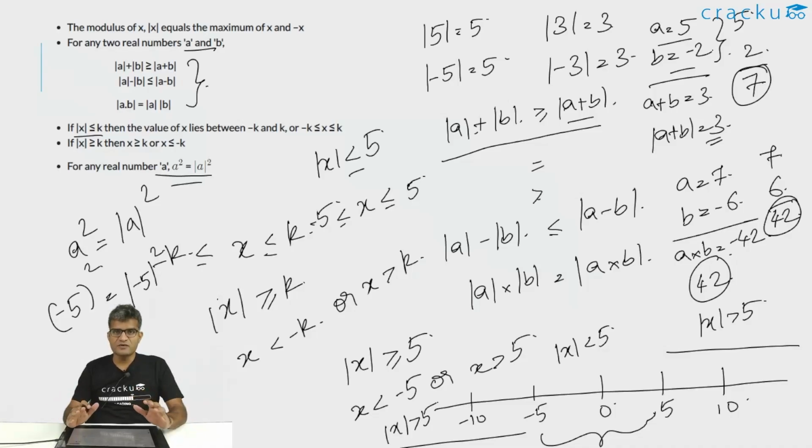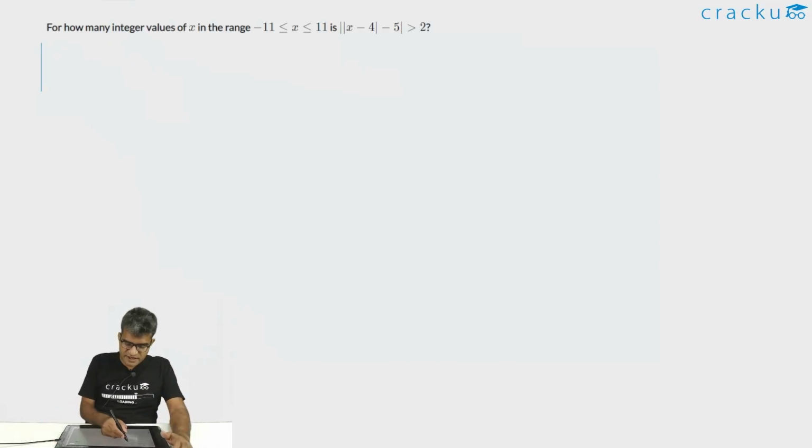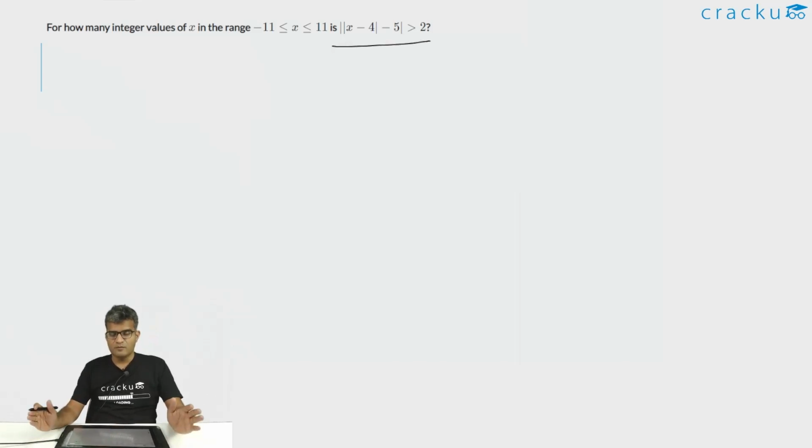If you are having any doubts, you can watch this video again. Let us answer 4 questions so that you can understand this formula better. In this question, we are asked to calculate the number of integer values of x such that modulus of x minus 4 minus 5 is greater than 2 when x lies between minus 11 and plus 11.